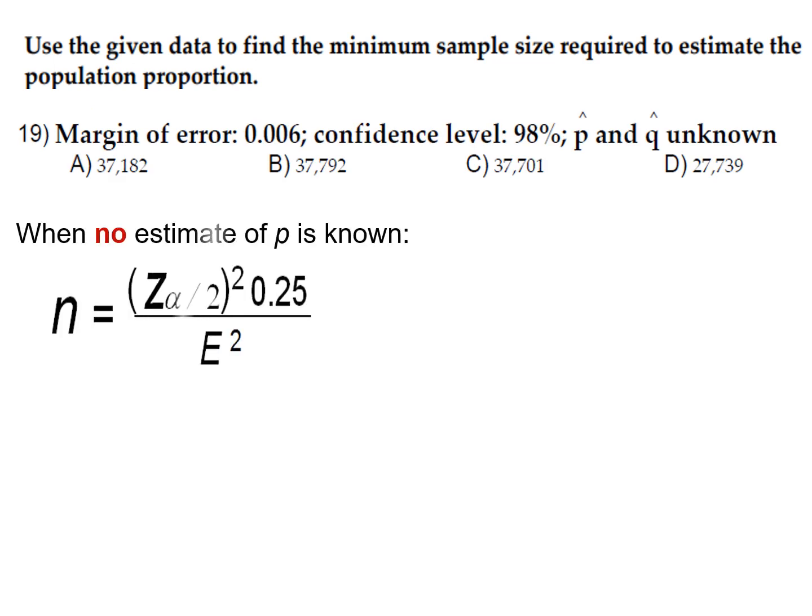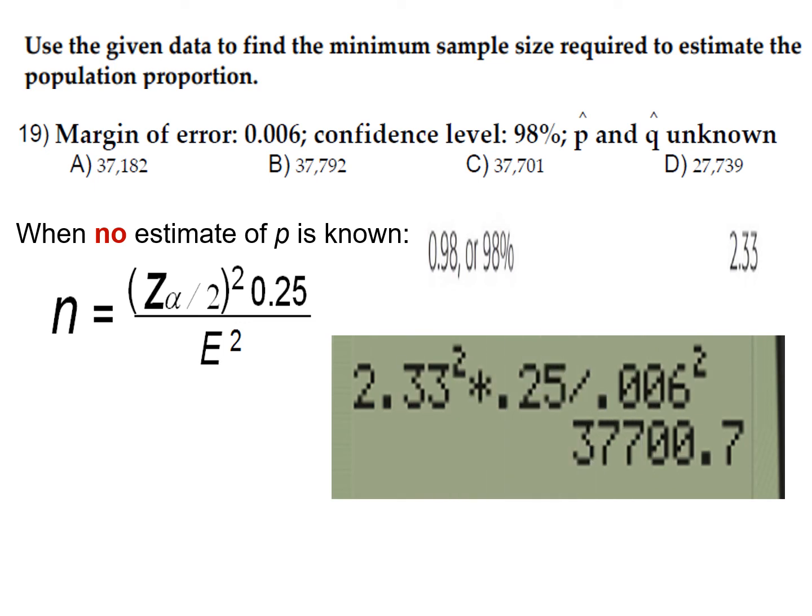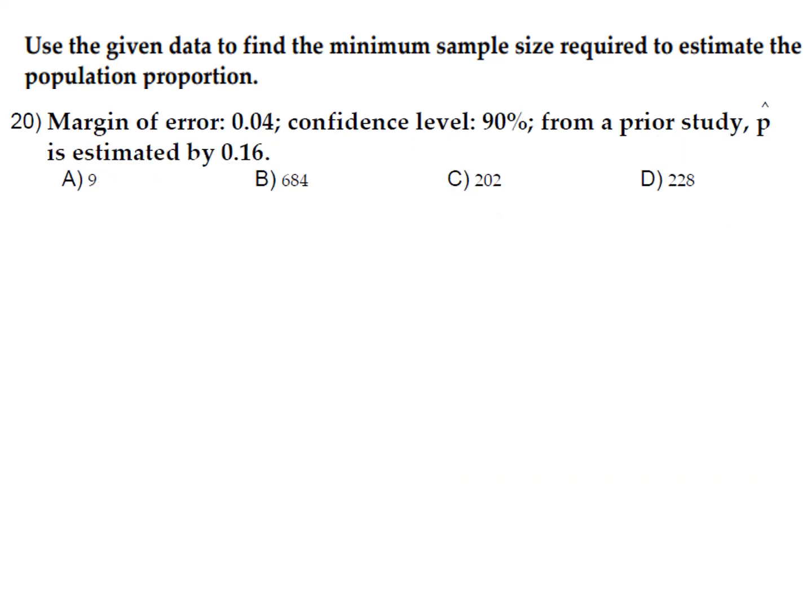Still, p hat and q hat are unknown. If p hat is unknown, we're using this formula here. The z-score associated with 98%, there it is, 2.33. Substituting in place of z, squaring it, times 0.25 divided by the error squared. 37,700.7 rounds up to 37,701.